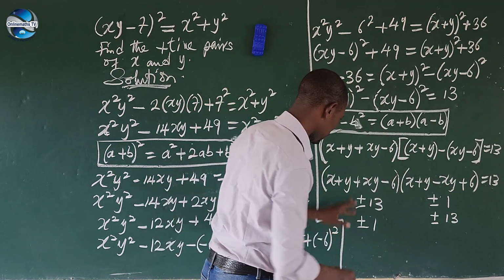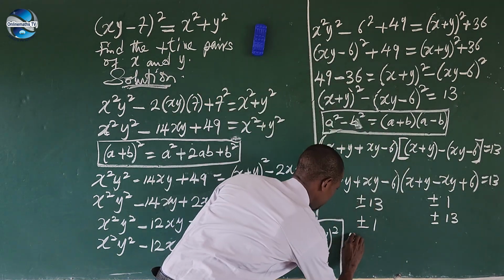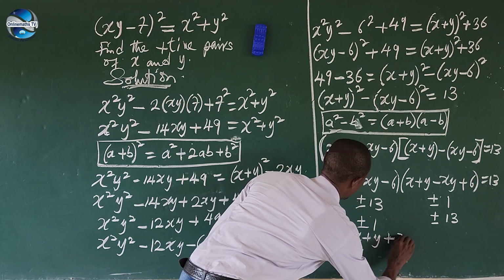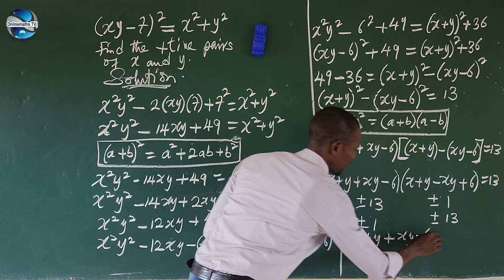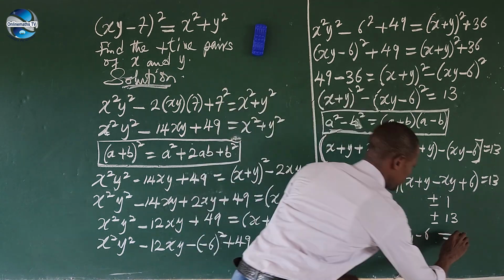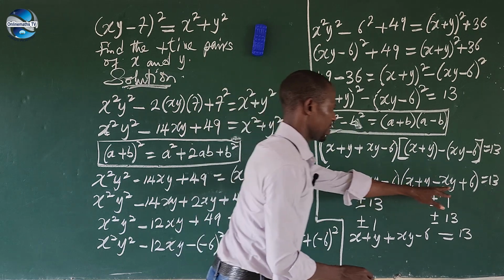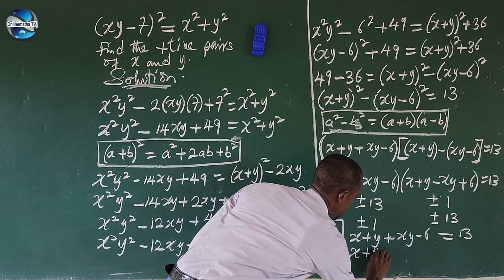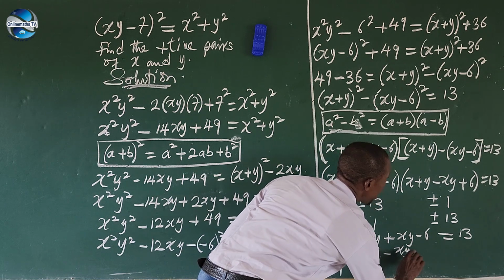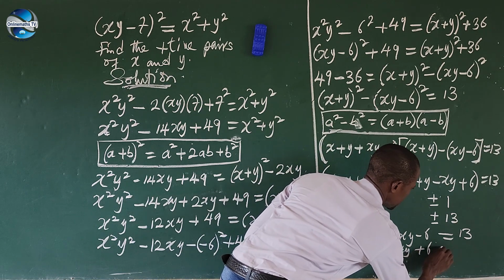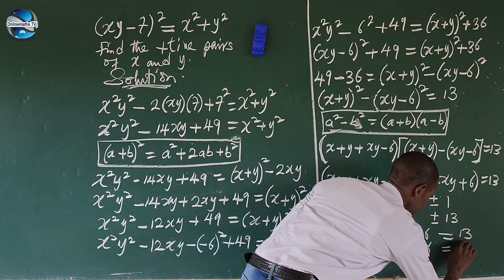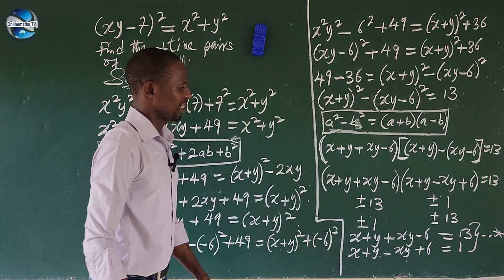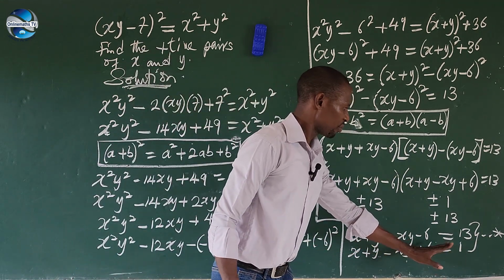All right, so let's take case 1. So we're going to have x plus y plus xy minus 6. This is equal to, we are taking the first one, which is positive 13. And the other side will now be x plus y minus xy plus 6. This is equal to positive 1. So let's call this equation star. This is the first case scenario.